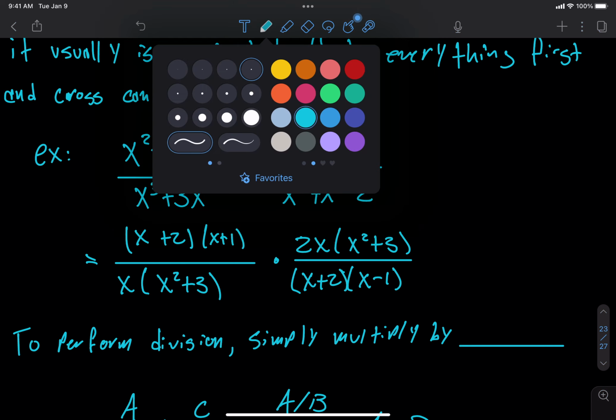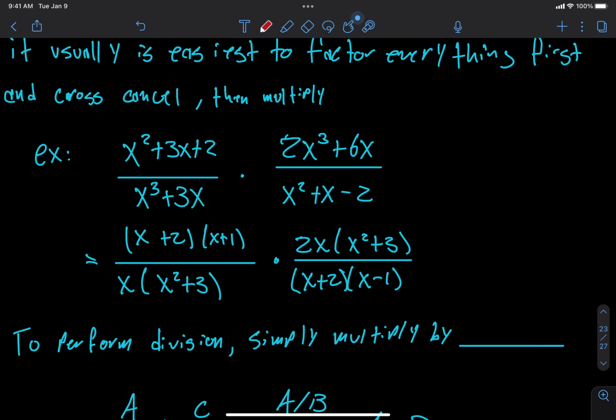Okay, so what you can realize here is that we're going to basically multiply straight across. Since the numerator is going to contain an x squared plus 3 and the denominator is going to contain an x squared plus 3, we can go ahead and cancel those out right away. And also we can cancel x plus 2 with x plus 2. And also we can cancel x with x. And in the end, our final answer is going to be 2 times (x plus 1) divided by (x minus 1).